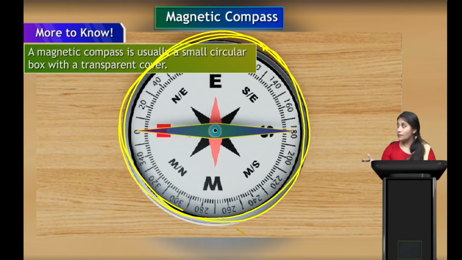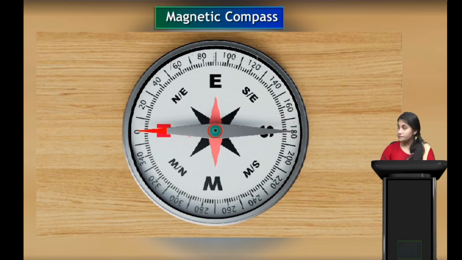This magnetic compass is a kind of small circular box with a transparent cover. Means the cover of the magnetic compass is transparent so that the needle and the directions indicated in the magnetic compass are visible to us. So that we can see the things inside the compass. That's why the cover of the magnetic compass is transparent. Okay.